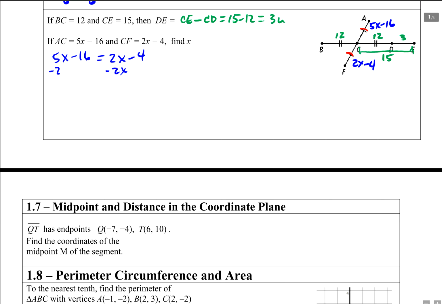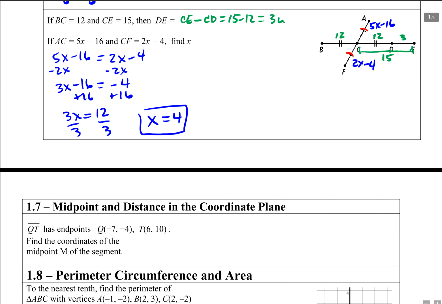Subtract 2x from both sides, just do my opposite operations. Minus 16 is negative 4. Add 16 to both sides. 3x equals 12. And x equals 4. And then we could go back in and substitute our x in and find whatever we wanted. Once we found one, we would automatically know the other one because they are congruent. Well, that went pretty nicely. All right, let's look at the next section.